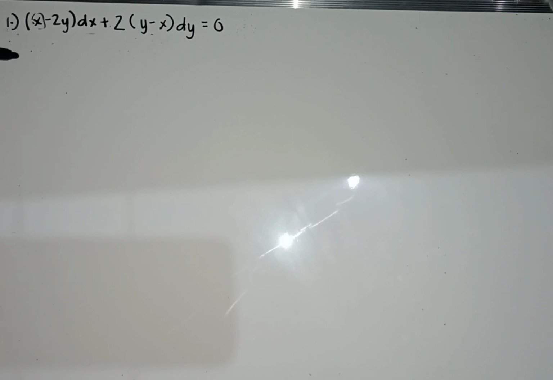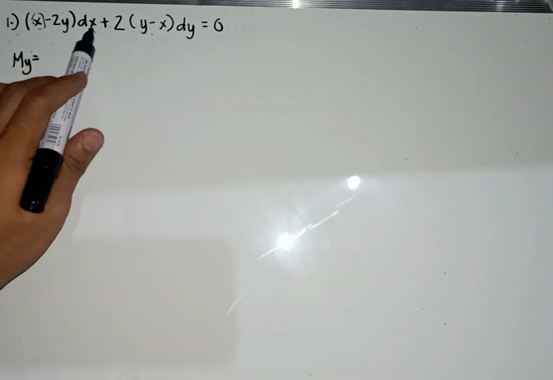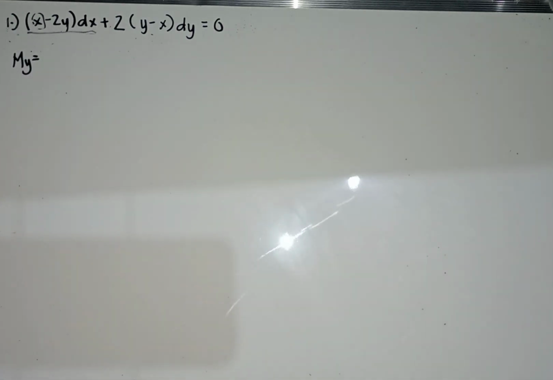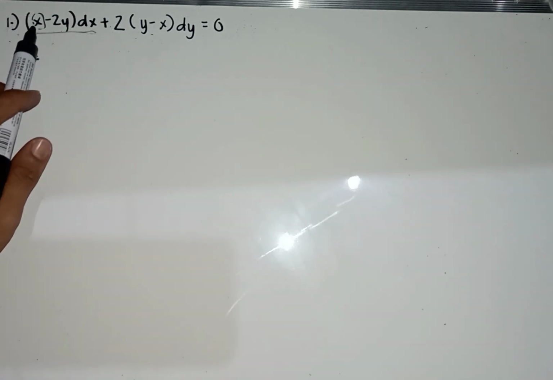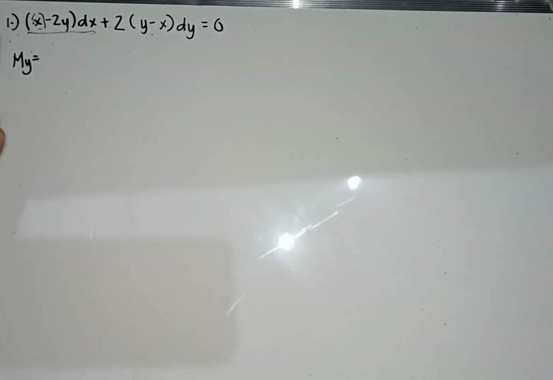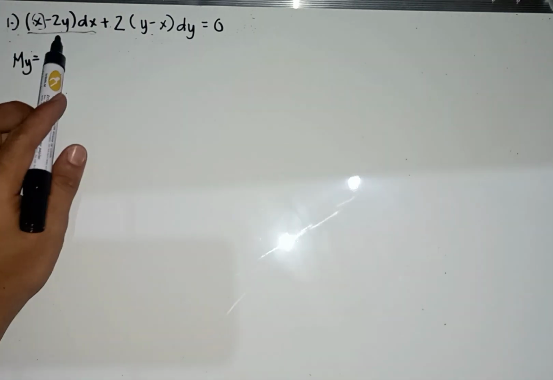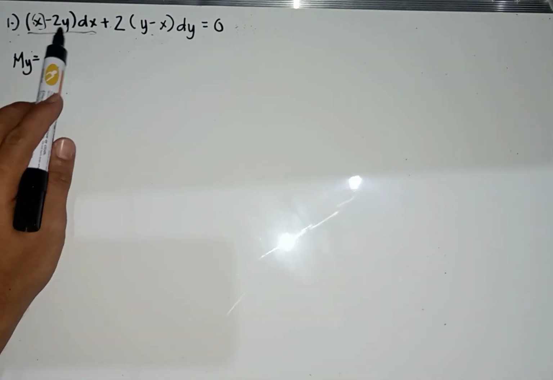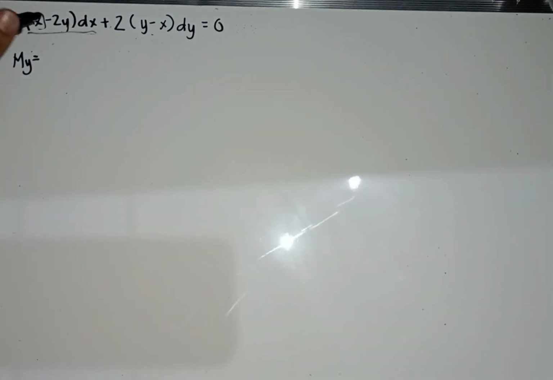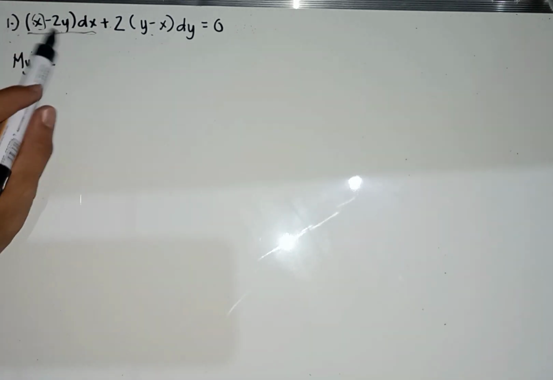So first we must find M in terms of y. We're gonna derive these terms here. In terms of y, as you can observe, there is only x here, so we're just gonna leave it because it would be considered a constant. That would be equal to 0 minus, we have 2y here, there is a y, so we derive that. So y would be equal to 2. Only 2 was left here.